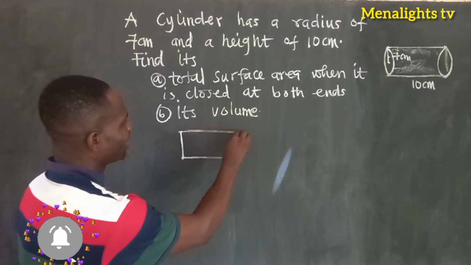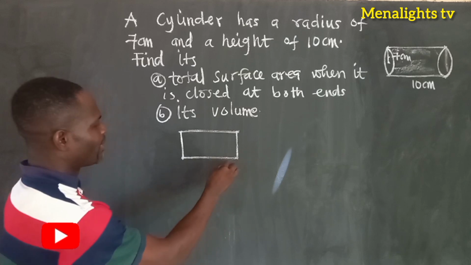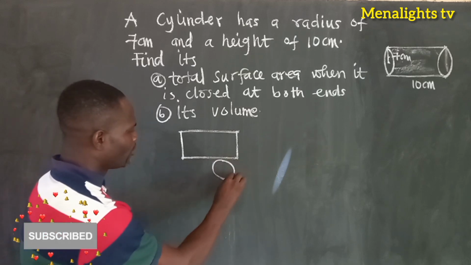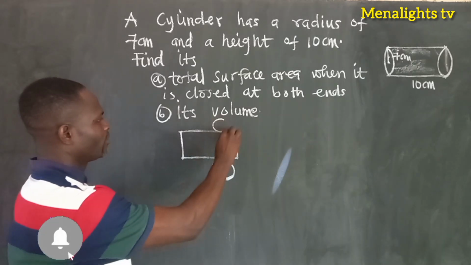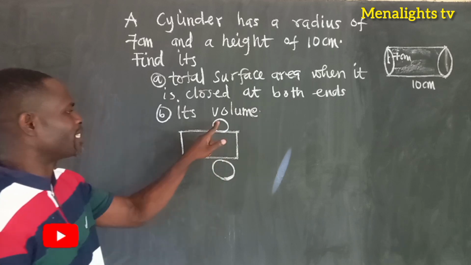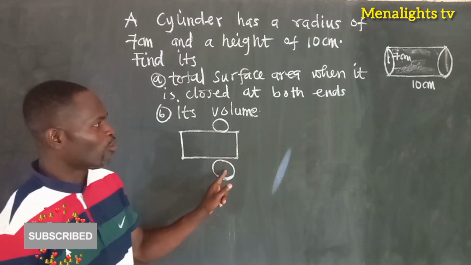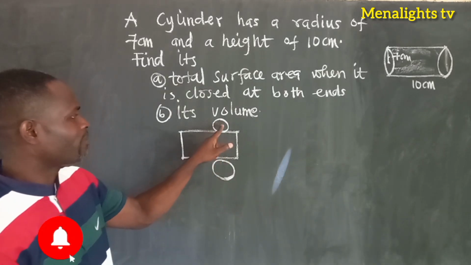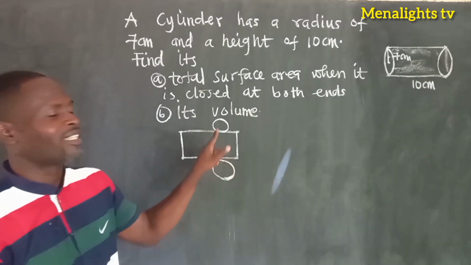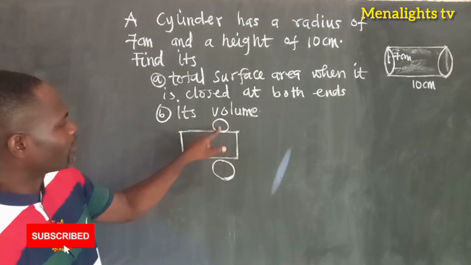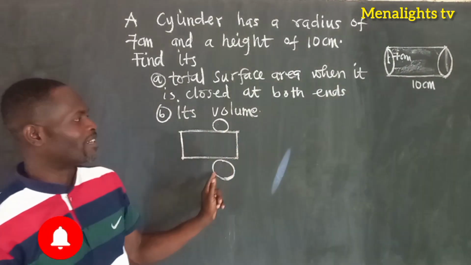If the cylinder is closed at both ends, this is how the net of that cylinder is going to be. We have a circle here and another circle here, which means that it is closed at both ends. So when looking at this, we have two circular objects here, then the rectangle.